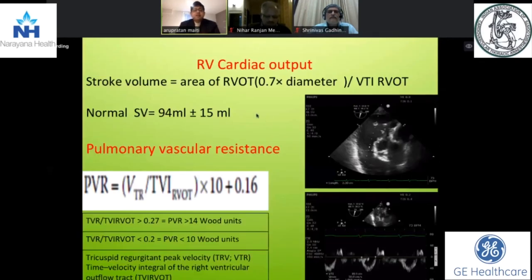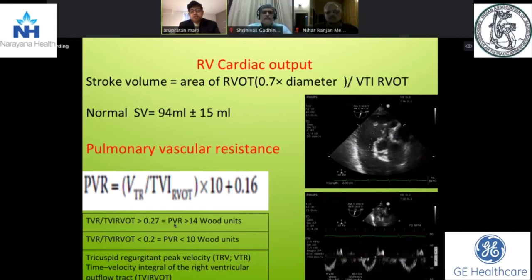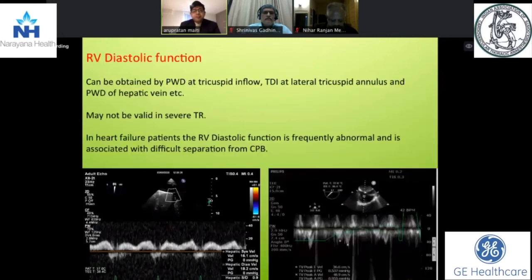RV cardiac output we can get like in the conventional formula: area of the RVOT, 0.785 times diameter squared, times VTI RVOT. Pulmonary vascular resistance can be calculated using this formula. If this is more than 0.27, that means PVR is more than 14 Wood units, it is high. If this is less than 0.2, PVR is less than 10 Wood units.